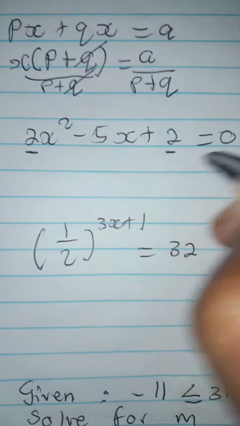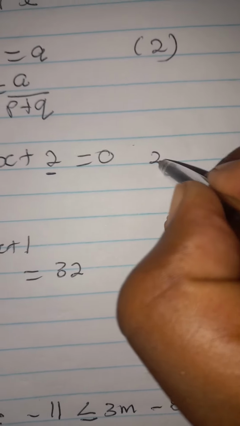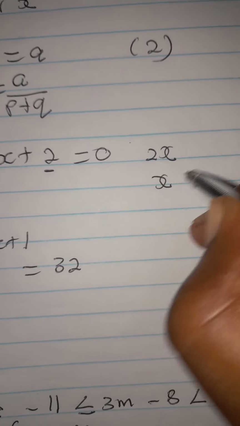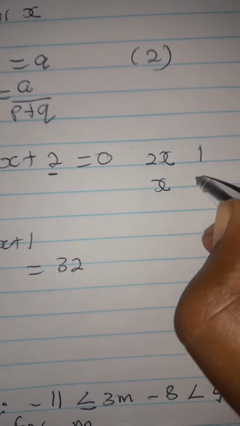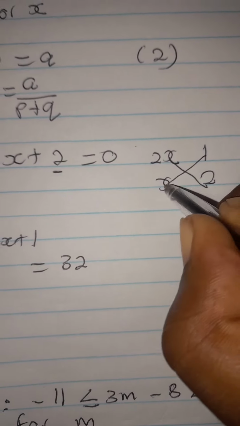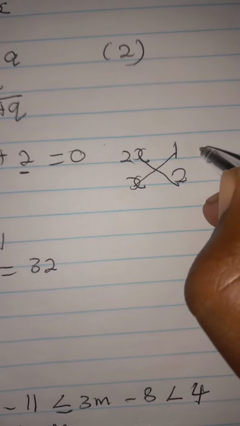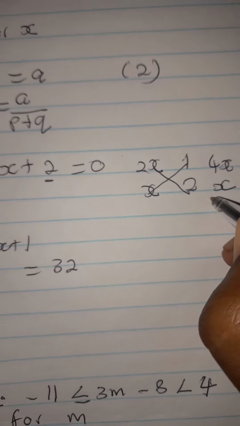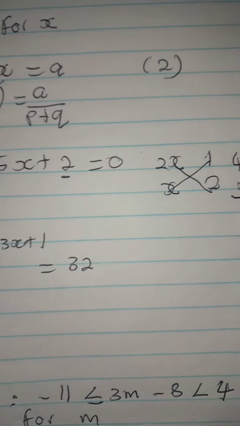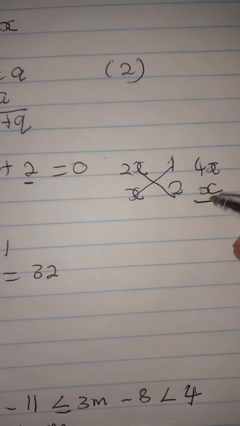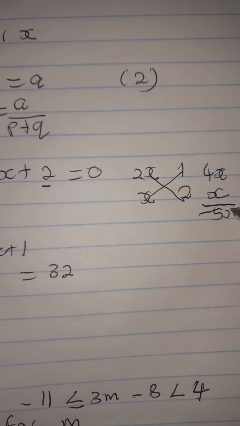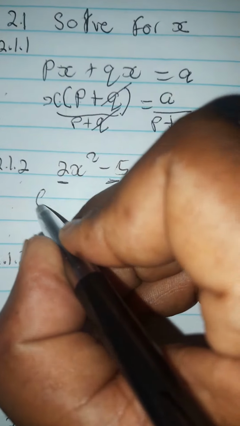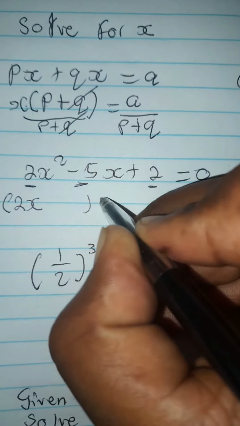Let's first find the factors of 2x squared. The factors of 2x squared will be 2x as well as x. The factors of 2 will be 1 and 2. Let's try these factors. We are going to cross them. 2x multiplied by 2 will be 4x, and 1 multiplied by x will be x. So for them to give us -5, we are going to say -4x minus x, that will be -5x. So in this case, we are going to have 2x as well as x.